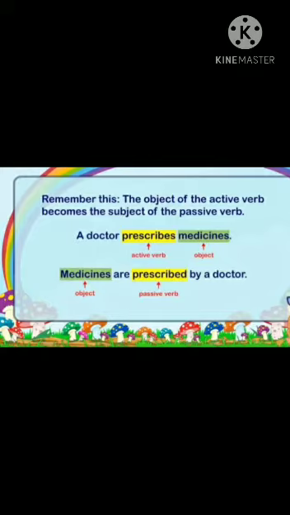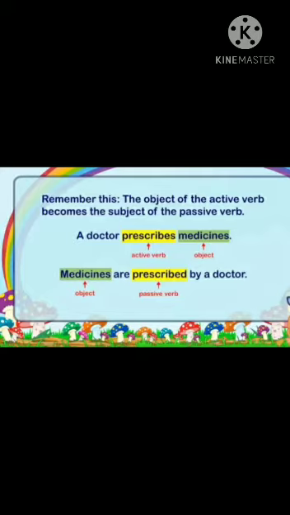See, a doctor prescribes medicines. Here, a doctor is subject and medicines is object. When we change it into passive, object becomes subject. So, here verb is in present. So, we will use is, am, are plus third form of verb. Then what we will use? By preposition and then object. Clear? Here verb is in present. So we will use is, am, are plus third form of verb. Then what we will use? By preposition and then object.